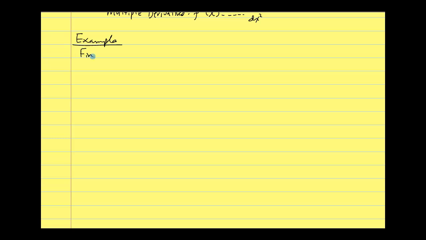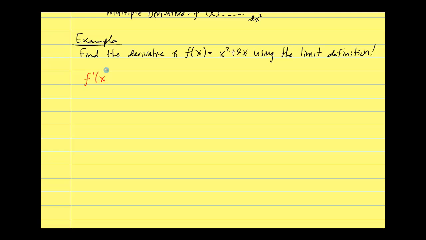So for this first problem, let's go ahead and find the derivative of the function f of x equals x squared plus 9x using the limit definition. So we have to use the limit definition here. Let's go ahead and write the limit definition. Now, when we write this, you never should drop this left-hand side. As we work through this problem, you never drop f prime of x, and you never drop the limit notation until after you've taken the limit.